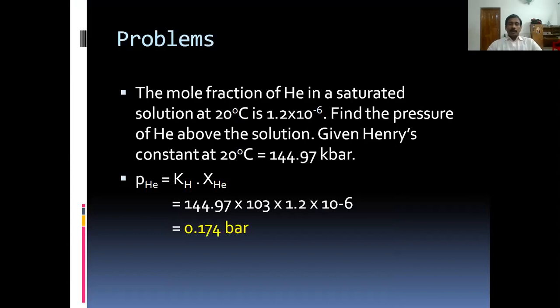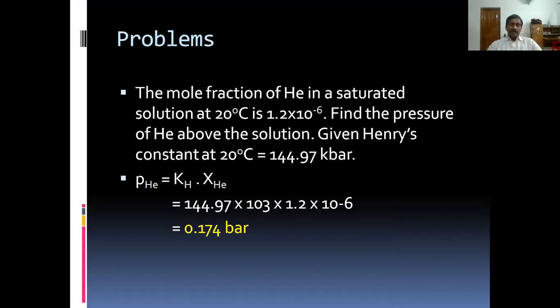The mole fraction of helium in a saturated solution at 20 degrees Celsius is 1.2 into 10 raised to minus 6. Find the pressure of helium above the solution. Given Henry's constant at 20 degrees Celsius is 144.97 kilobar. This is a direct question. What is the equation? Partial pressure of helium is equal to Kh into mole fraction of helium. PHe is equal to Kh into X.